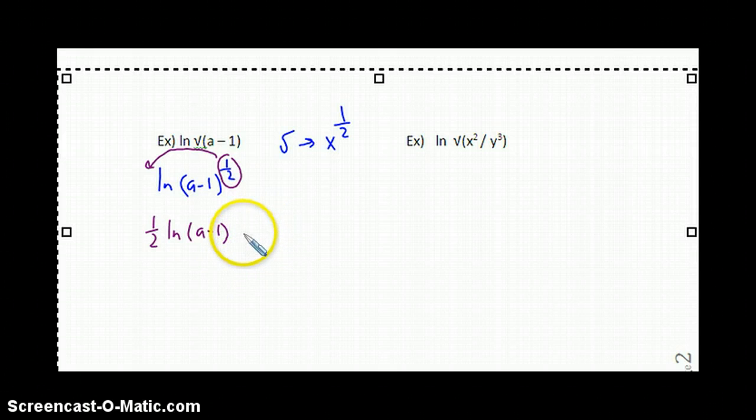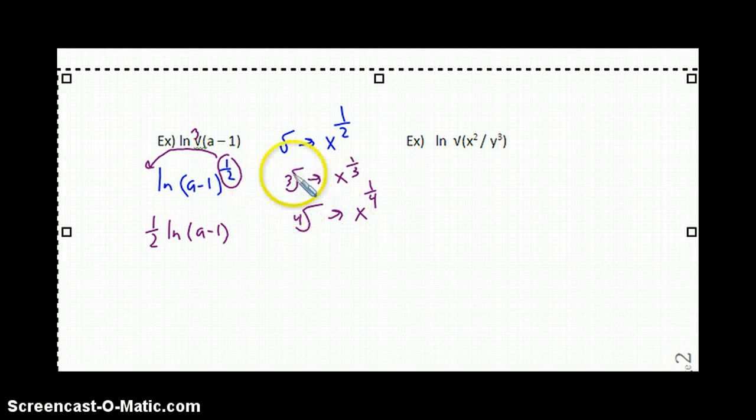This brings me up to a point that we should discuss. What if this was instead the third root of a minus 1? If you were to write the third root as a fractional exponent, it would be the power 1/3. And if it was the fourth root, it would be the power raised to 1/4. So when you're writing these roots here, you're keeping this index as the denominator. So just keep that in mind if you see another problem like that in the future. So again, that's my final answer.